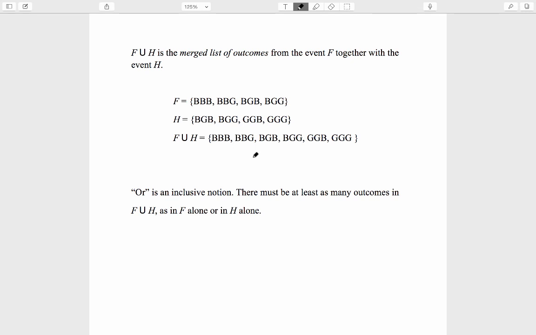When we look at these events written out, we see how F union H is the result of taking F, merging it with H, and making sure to list each outcome only once. So BGG appears in both F and H. It appears only once when we write out the outcomes in F union H. We can describe the event F union H as F occurs, or H occurs, or they both occur. Notice how or is an inclusive notion. It collects up more outcomes. There must be at least as many outcomes in F union H as there are in F alone or in H alone.